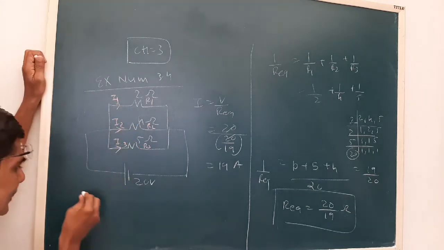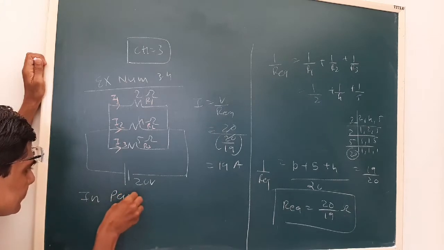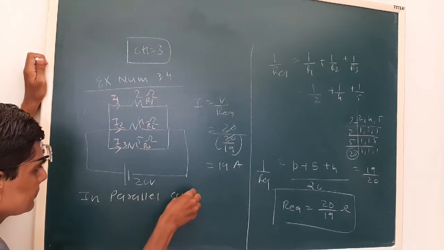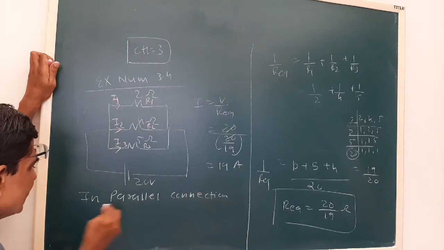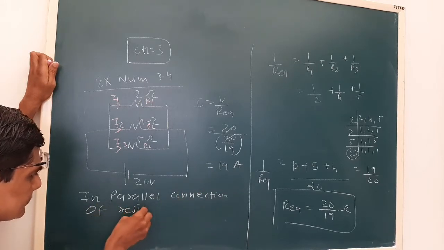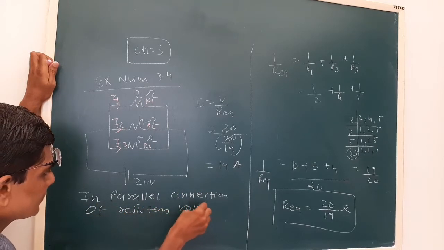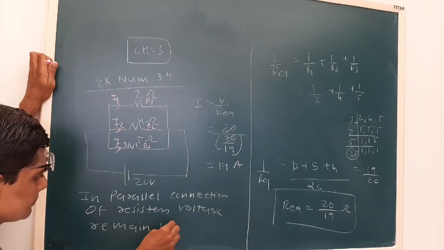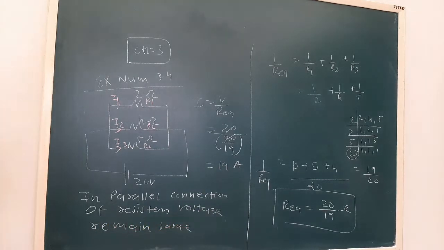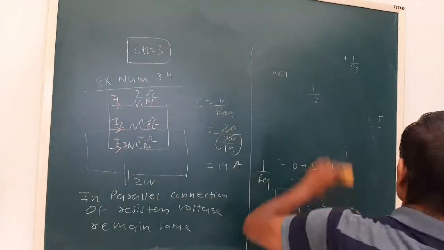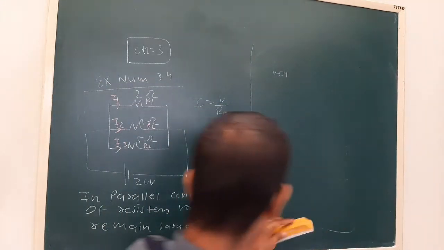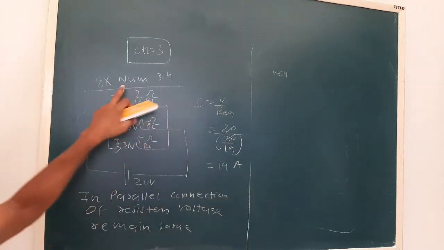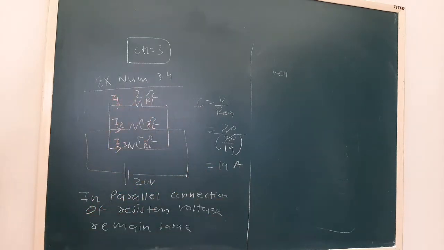Now see, in a parallel connection of resistors, voltage remains the same, and current is divided. So we will check that the total current, the sum of I1 plus I2 and I3, we get the 19 ampere.